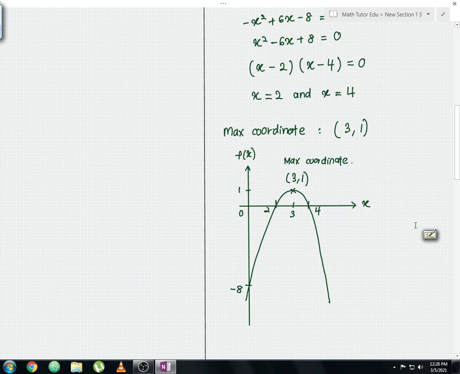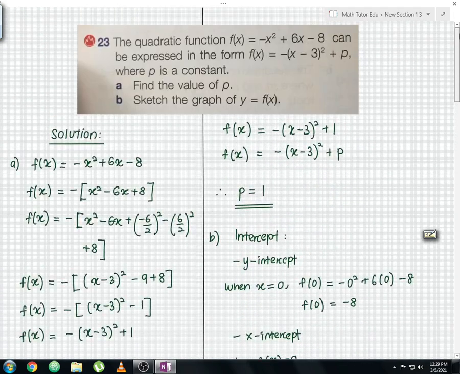So this is how your final sketch should look, which is a quadratic curve that opens downwards. This is your y-intercept, where you have (0, -8). This is your maximum coordinate, where you have (3, 1), and these are your x-intercepts. Let me scroll the question. That is all for the step-by-step working and solution for this question. I hope you understand the full working that I've shown to you.